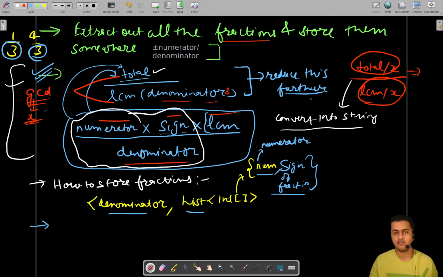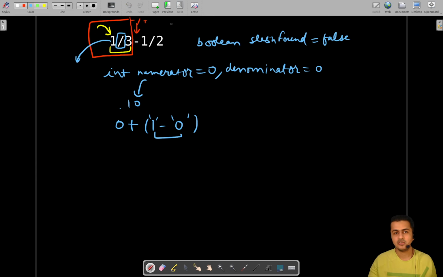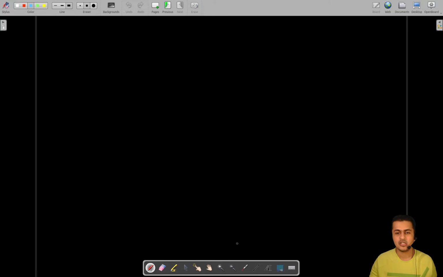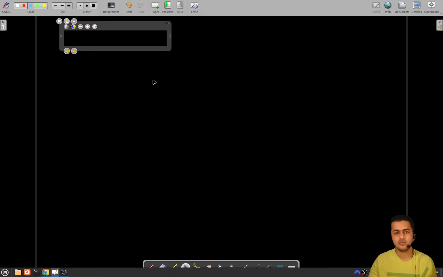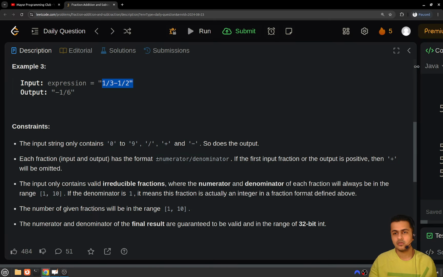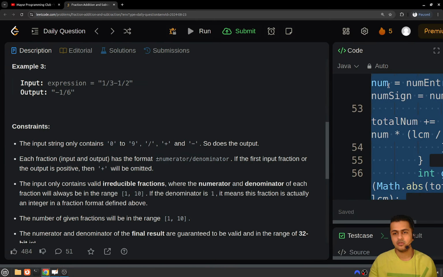So now, without further delay, let's quickly see the implementation of it. The whole logic and everything will be the same in the implementation also, but if you are still not very clear about the approach, it will become more clear in the implementation part. So let's bring the code to the board. Okay, so this is the code.